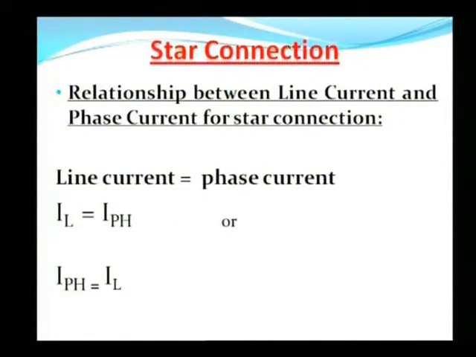Now the relationship between the line current and the phase current for a star connection. It is clear that whatever line current is flowing in a star connection becomes your phase current. It means that the line current is always equal to your phase current. It is also one of the most important equations, that IL equals IPH, or IPH equals IL, for the star connection.